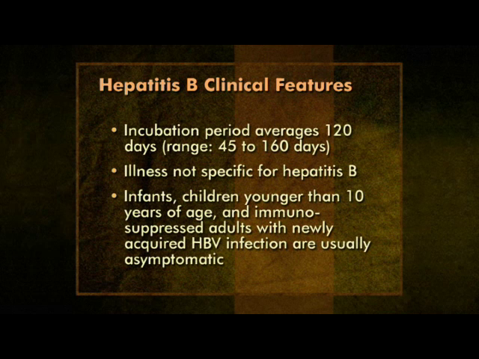The incubation period for acute hepatitis B averages 120 days with a range of 45 to 160 days. There may be a nonspecific prodrome of fever, malaise, and headache. The clinical illness is not specific for hepatitis B and usually includes anorexia, fatigue, abdominal pain, and jaundice. Infants, children younger than 10 years of age, and immunosuppressed adults with newly acquired HBV infection are usually asymptomatic. Age is the most important factor in whether an infected person has symptoms.